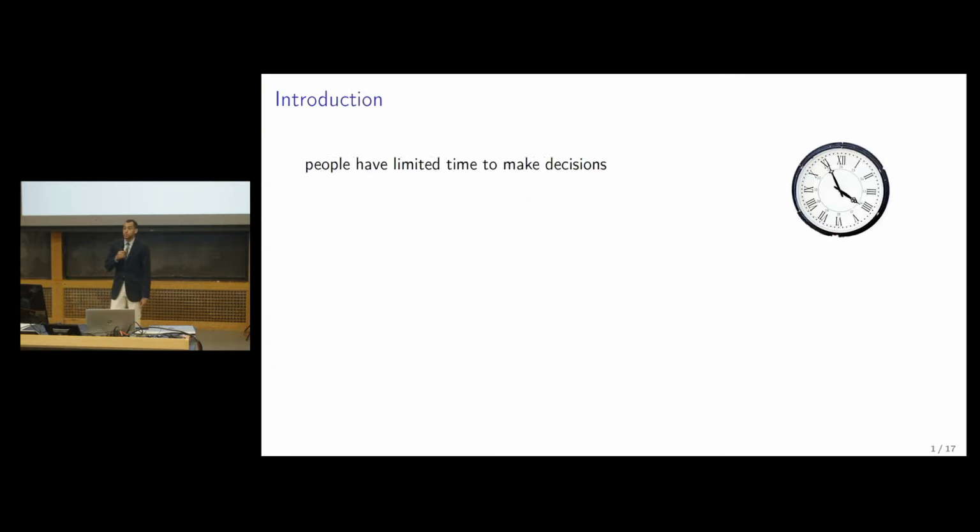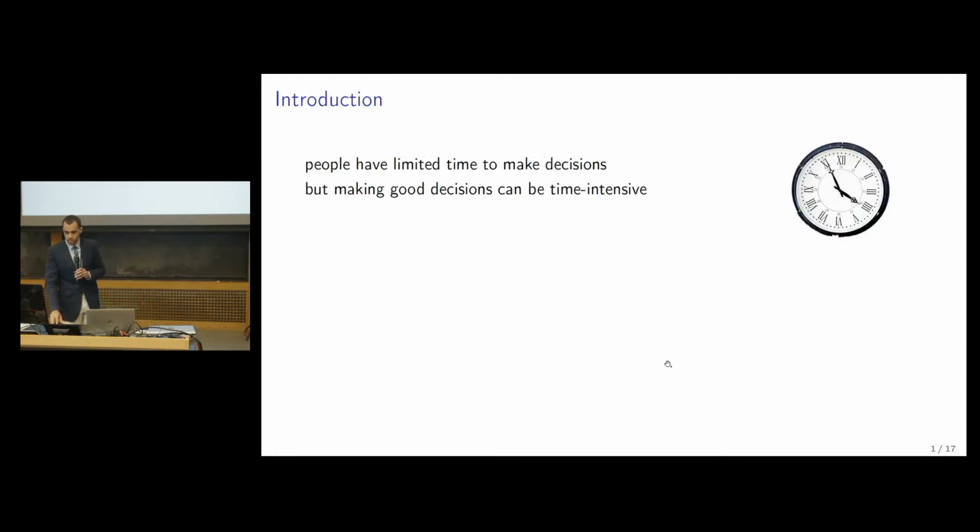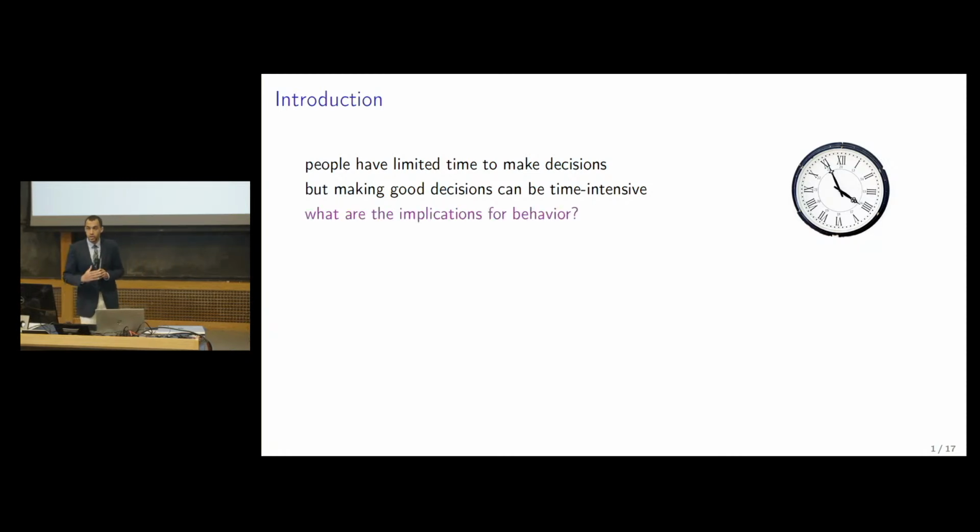Okay, so this work begins with 2 observations. The first observation is that people have only a limited amount of time in which to make decisions, whether that's a few seconds, a few months, or even a few years. Second, making good decisions can be time intensive, and this is something that we know from both computer science and from psychology. So this paper is asking, what are the implications of these 2 observations for behavior?